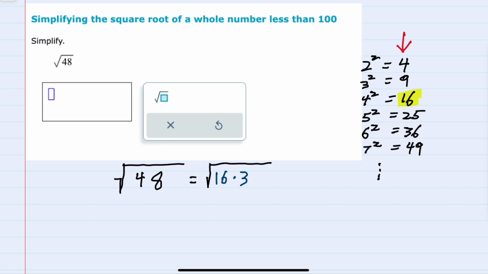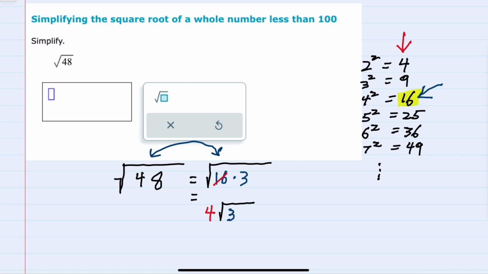So notice in the left-hand side and the right-hand side here, we haven't changed anything. We've just rewritten 48 as 16 times 3. And we chose 16 because it's a perfect square, and that means we can take the square root of 16. The square root of 16 is 4, and we would be left inside the radical with just the 3.